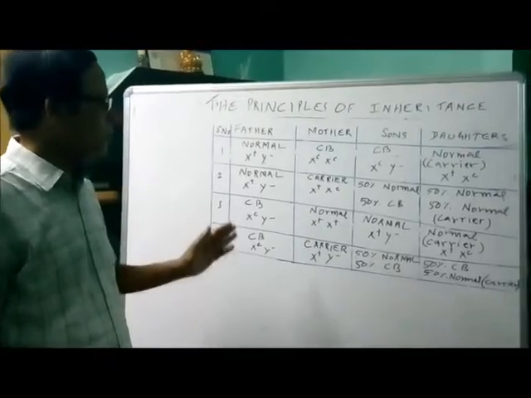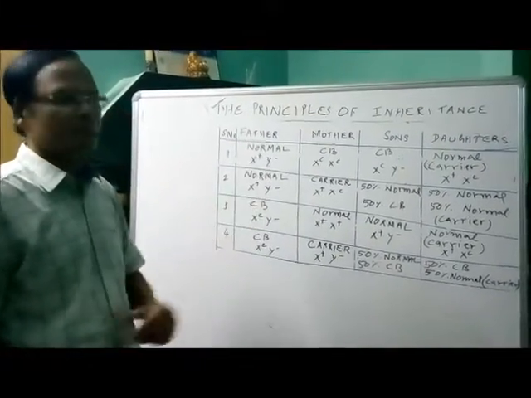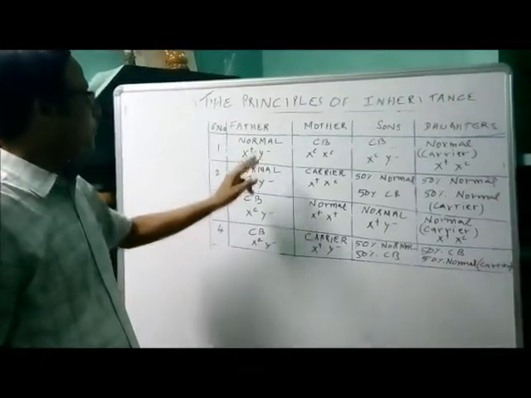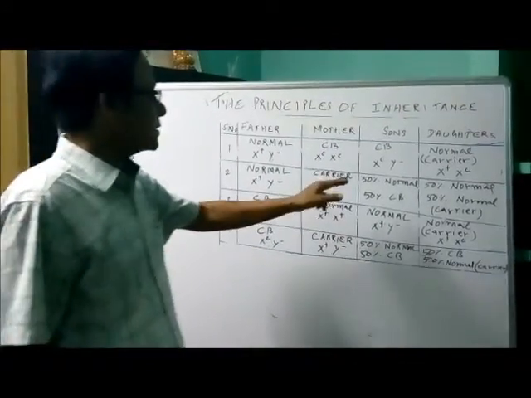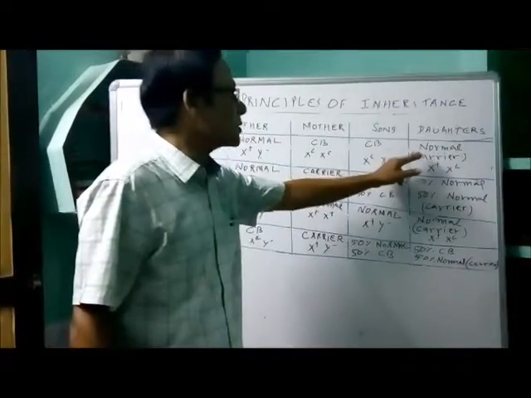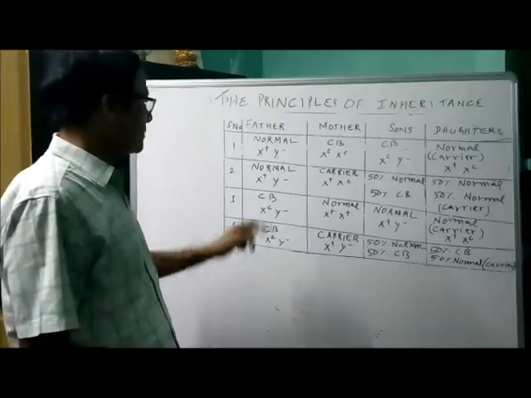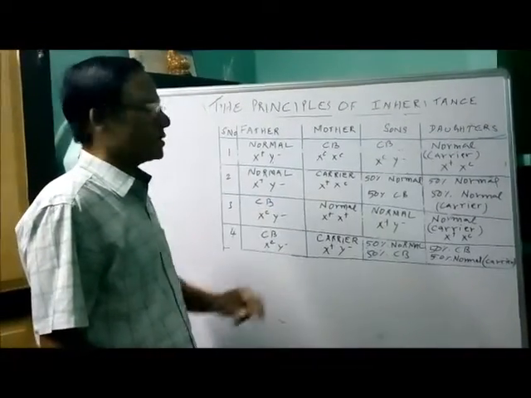Students, now I will give the entire illustration in one table of column. The first marriage, second marriage, etc. When father is normal and mother is colorblind, definitely son will be colorblind and all the daughters are normal but carry. This is one marriage. The second marriage, once again father is normal but mother is carrier.